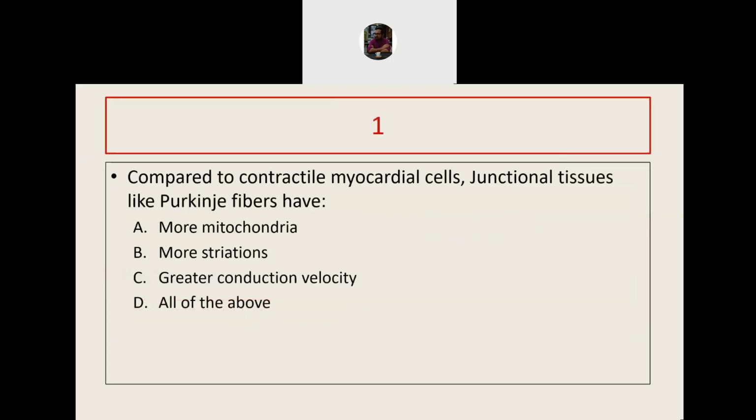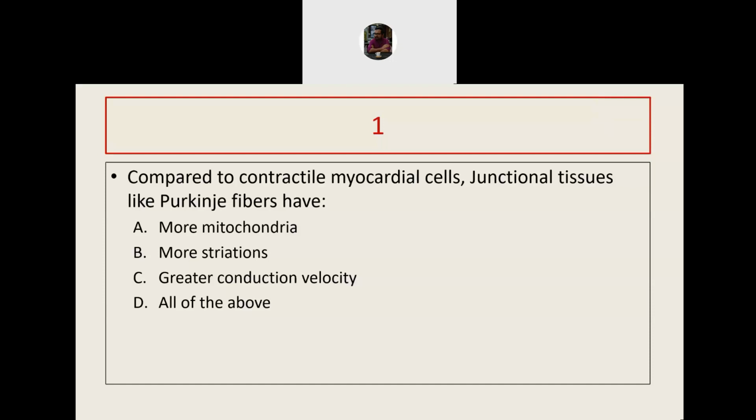This is your first question. Simply type A, B, C, or D to represent your answer. Compared to the contractile myocardial cells, junctional tissues like Purkinje fibers have: A, more mitochondria; B, more striation; C, greater conduction velocity; and D, all of the above. Please type in your answers. I see that the answers are split between C and D, with more people going for D.